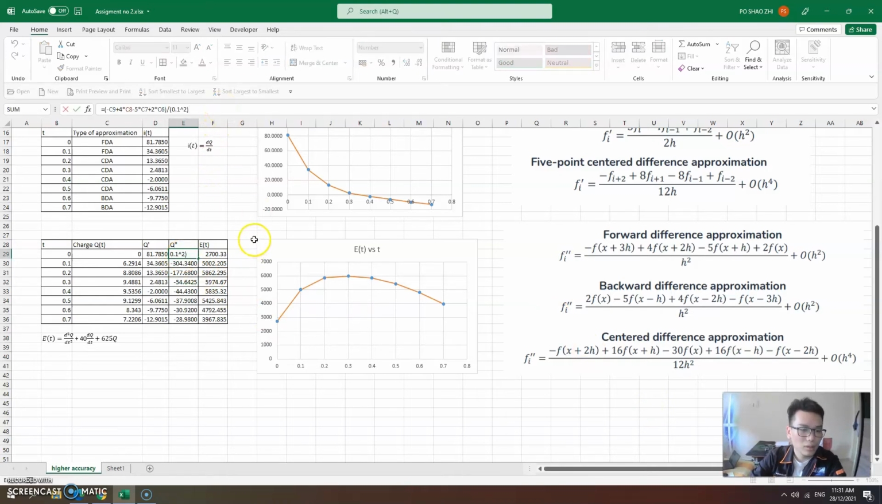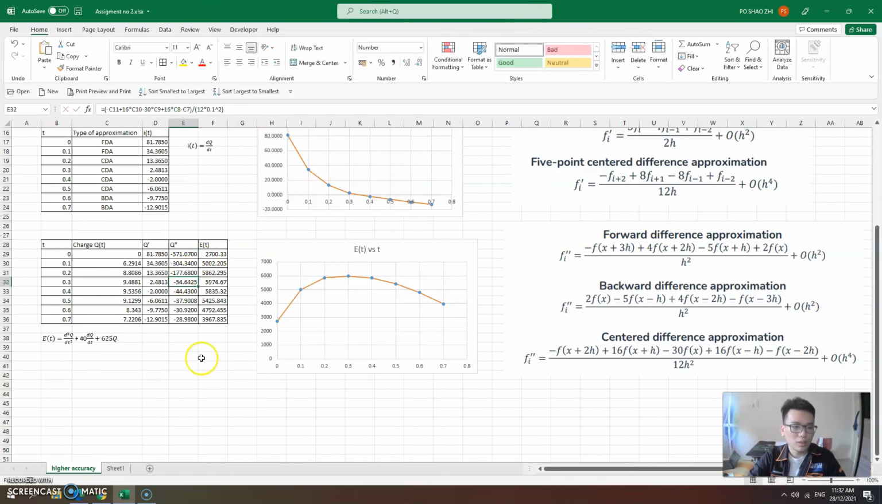Okay, it's also the same. For the first 2 points, 0 and 0.1, we do FDA, for 0.2 to 0.5 we do CDA, and for 0.6 until 0.7 we do BDA. By keying in the formula, same as the picture shows, we get our second derivative of q(t). In order to get E(t), we need to use this equation.